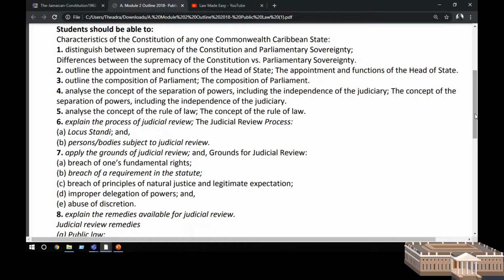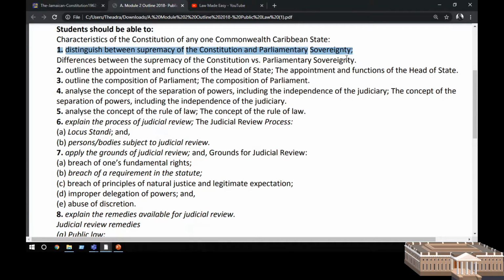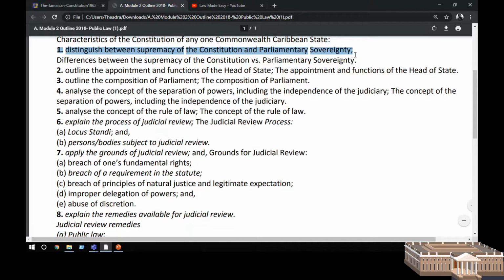So everyone, let's now look at the first topic, and this is what we hope to cover today: a distinction we create between the supremacy of the Constitution and parliamentary sovereignty or supremacy.